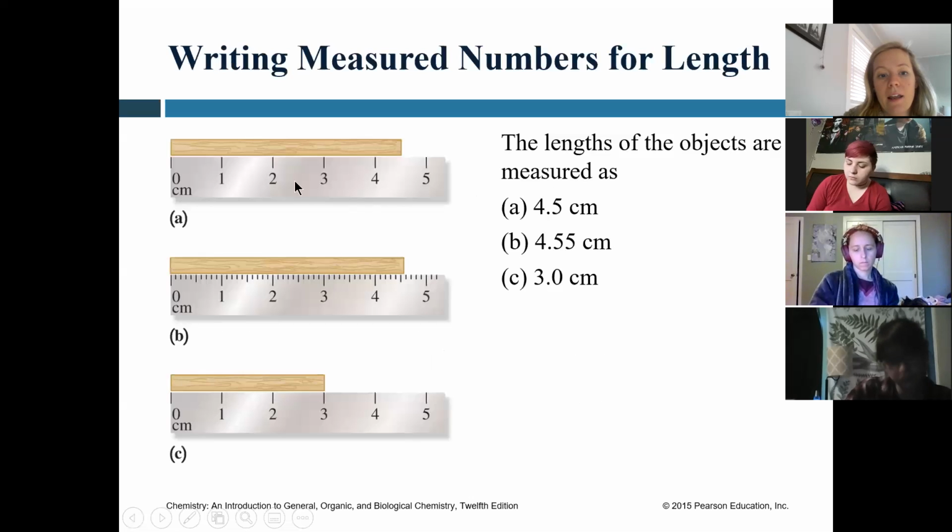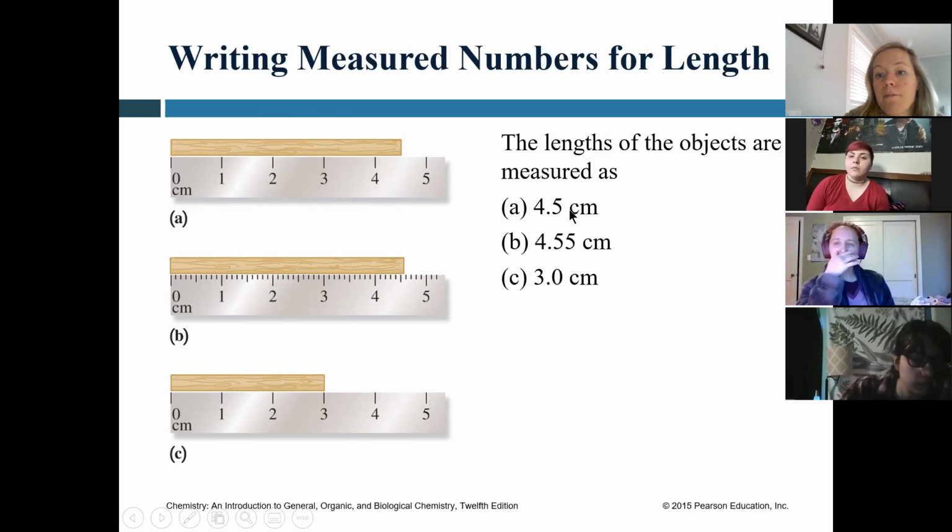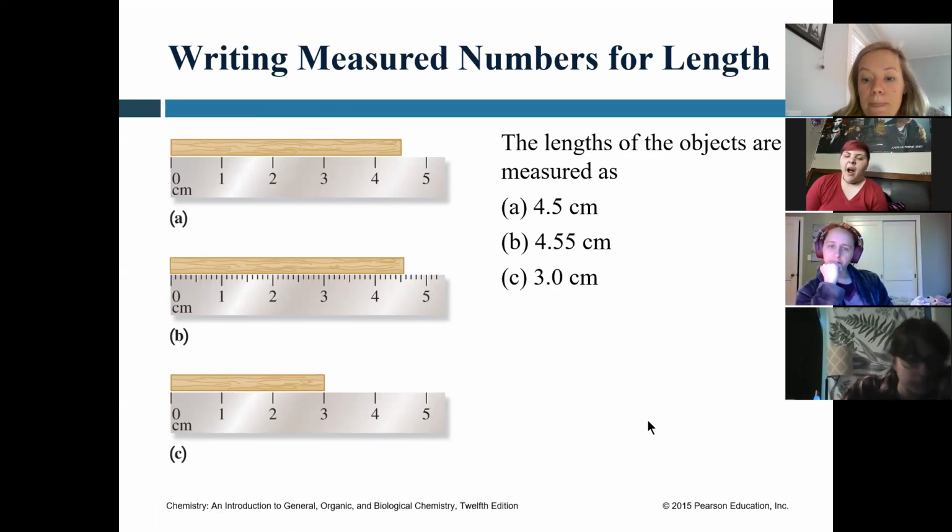So looking at these situations here, this is the one that we already talked about, but I've got just the broader tick marks. So I'm going to count up my ticks, 1, 2, 3, 4, and then I'm going to estimate that I'm somewhere halfway between the 4 and the 5, or I'm going to go with 4.5. Now, when looking at this number here, this final number, this is your estimated number.